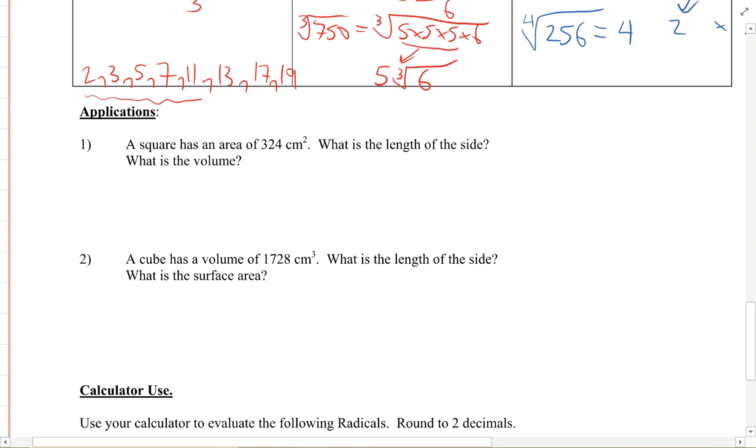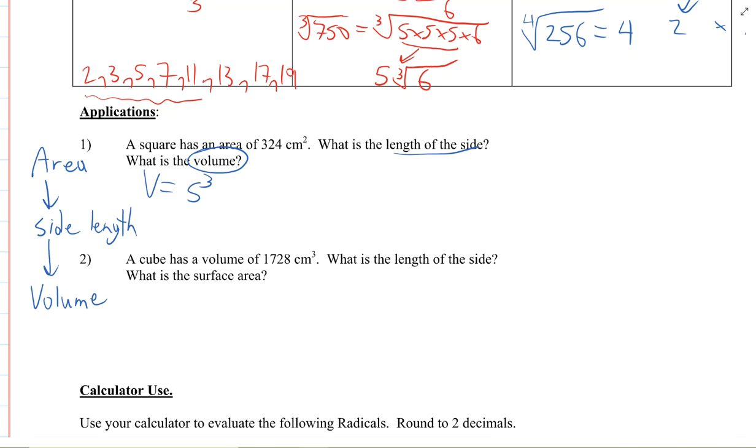Some good application questions here. A square has an area of that. What's the length of the side and what's the volume? So you've got to find the length of the side first before you find the volume, because volume is the side length cubed. That's how volume and area are related. So from area, you've got to find the side length, and then you can find the volume. And if you're going in the other direction, same thing is true. From volume, you find the side length, and then you can find the area.